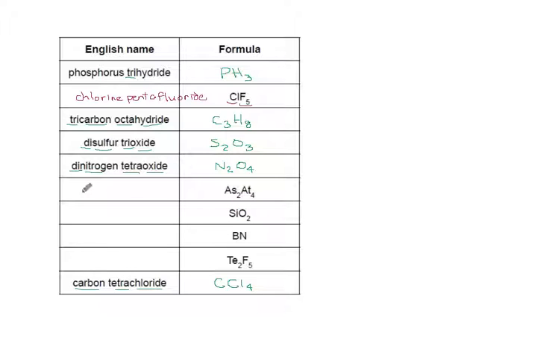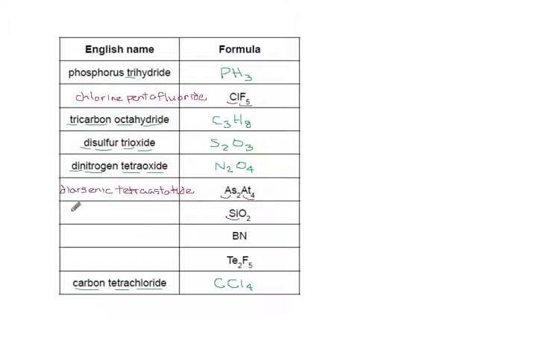As2At4. As is arsenic, and we have 2 of them, so this is diarsenic. This is astatine, and we have 4 of those, so that 4 is tetra. Tetraastatide. This is a case where you might be tempted to elide one of those A's and say tetrastatide. Officially, please don't. So diarsenic tetraastatide.